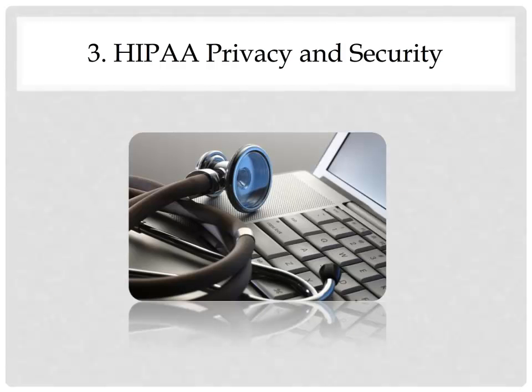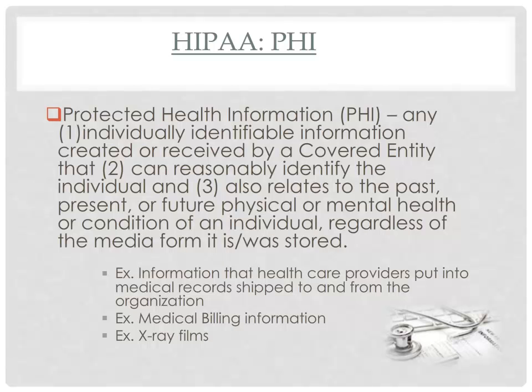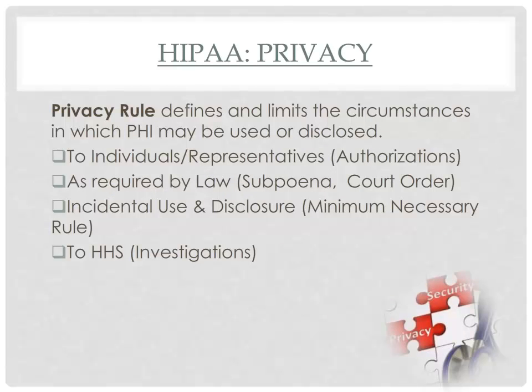Now on to HIPAA privacy and security. Let's revisit PHI here. Here are the nuances to note. PHI is information created or received by a covered entity. This means that if it did not come from or go to a covered entity, it is not PHI. Also, PHI in any form must be protected. This means electronic data, hard copies of medical records, or medical information spoken by a covered entity's personnel is protected health information as well.